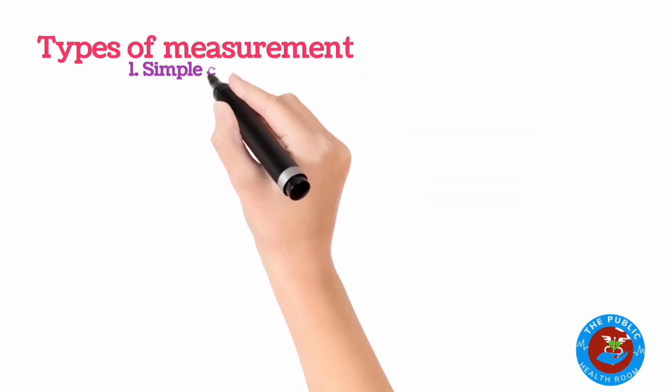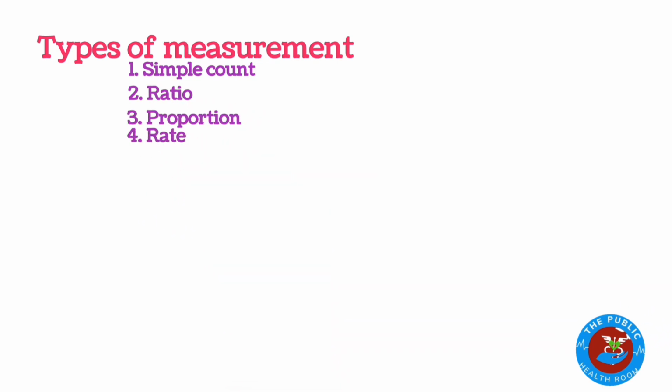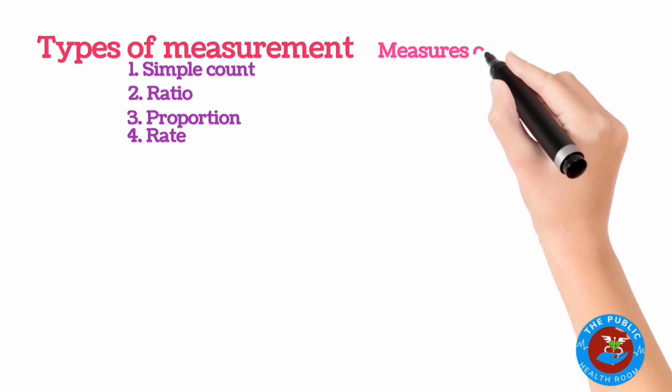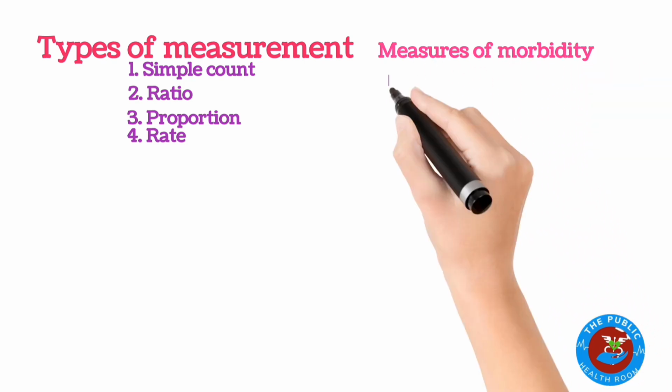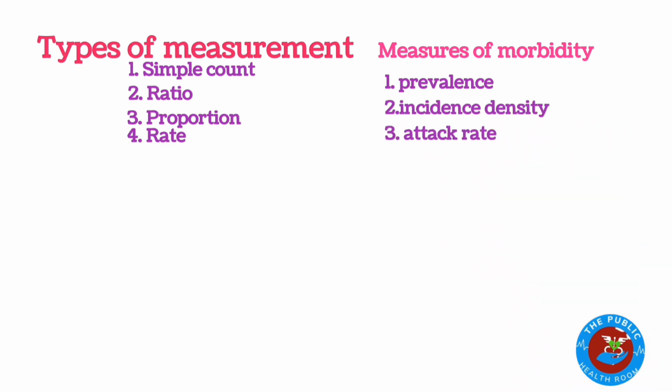Types of measurement. Measurement includes simple counts, ratios, proportion, rate. Measures of disease occurrence or morbidity include prevalence, point and period prevalence; incidence, which includes cumulative incidence and incidence density; and attack rate, which includes attack rate and secondary attack rate.